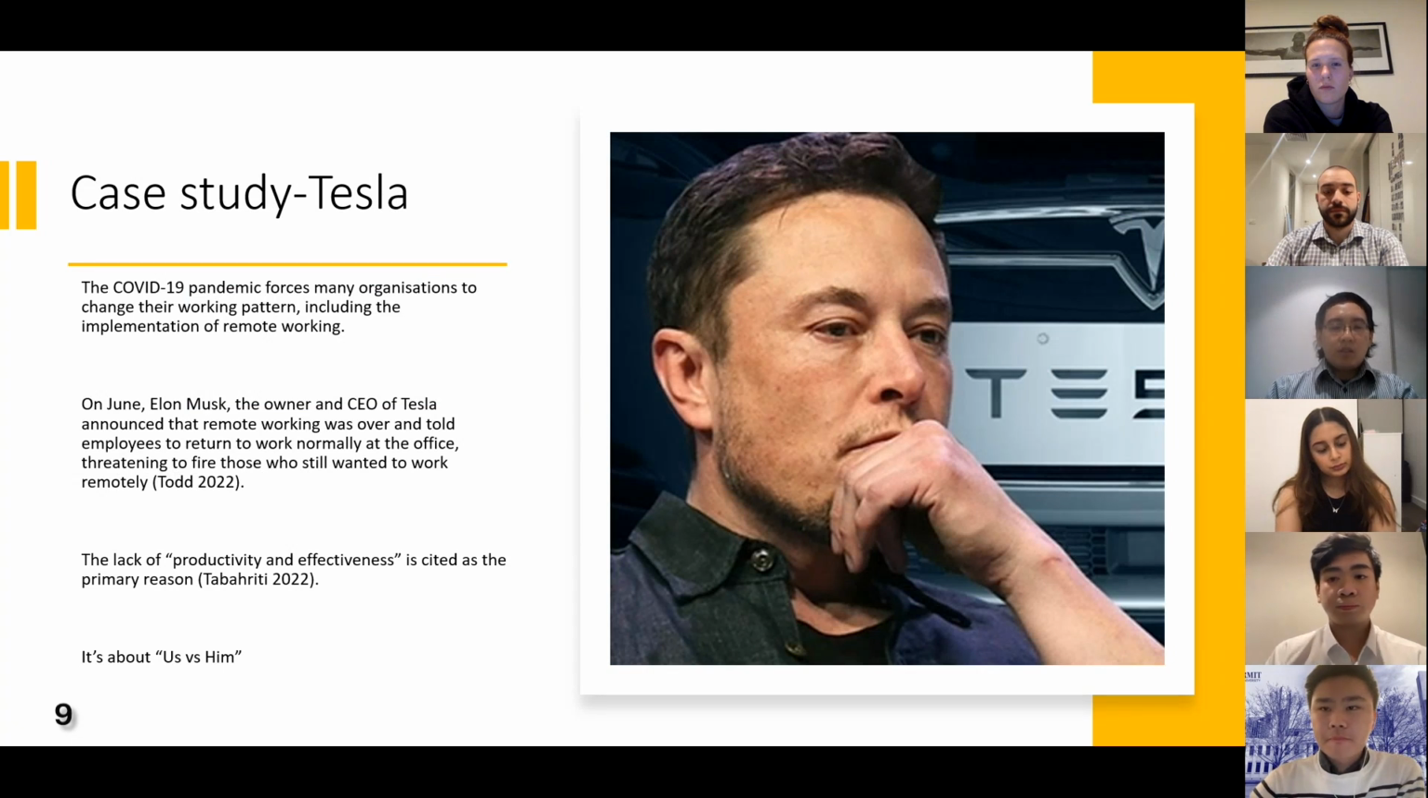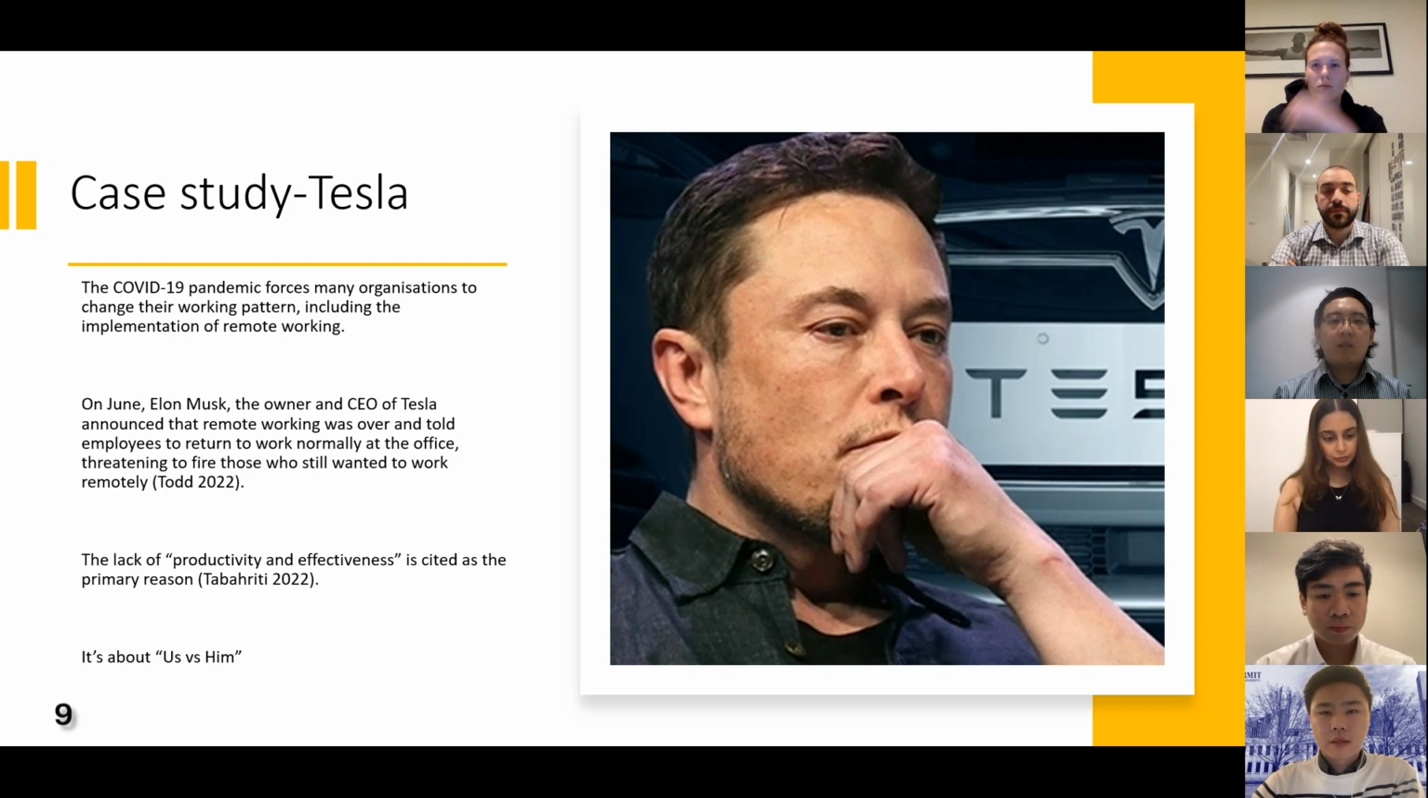Thank you, Toby. As Danny has said, within Tesla, the conflicts that we can see here are interpersonal and intergroup. For interpersonal, it's whether the employees are going to follow or not.